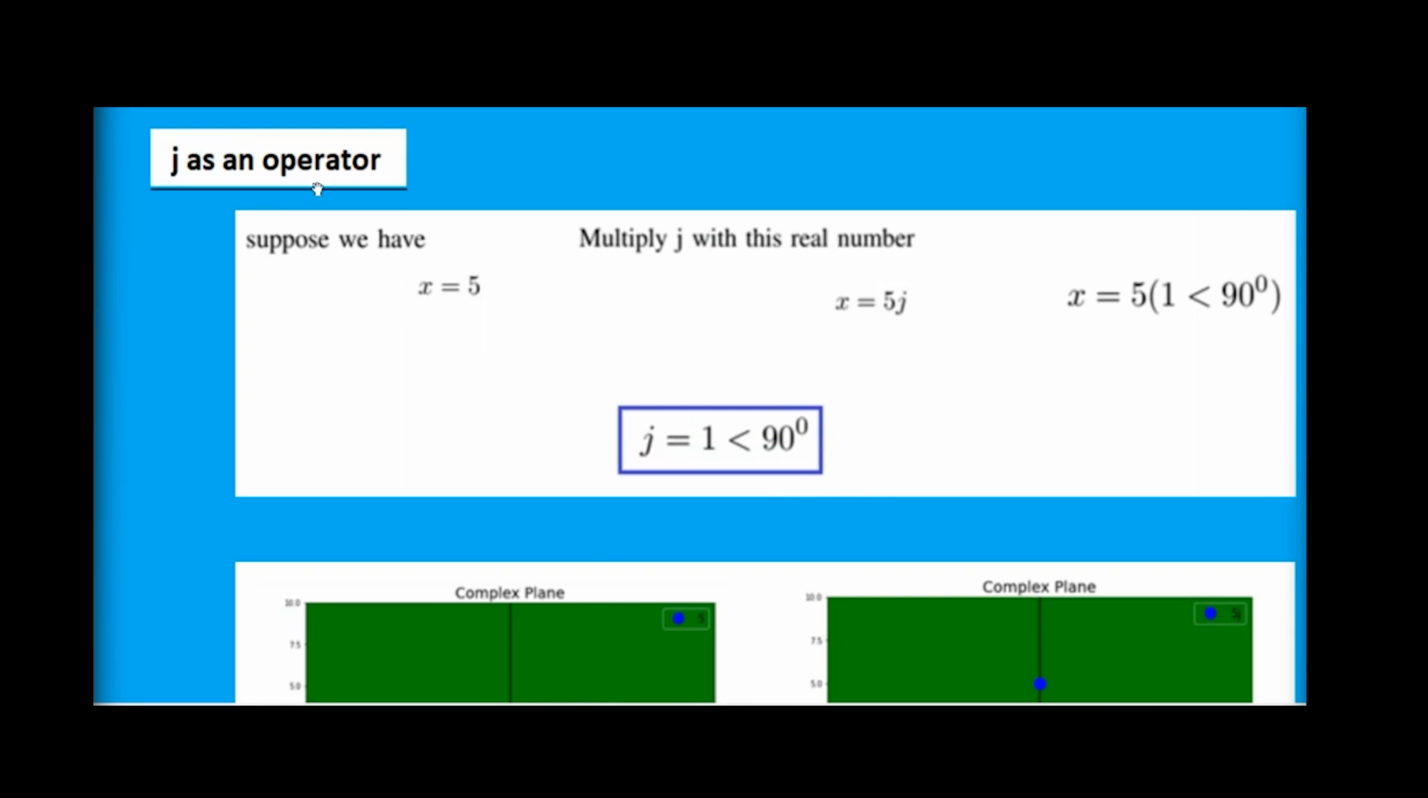This means that j acts as an operator. Multiplying a real number by j shifts it from the real axis to the imaginary axis. The value of j can be described as 1 at an angle of 90 degrees.